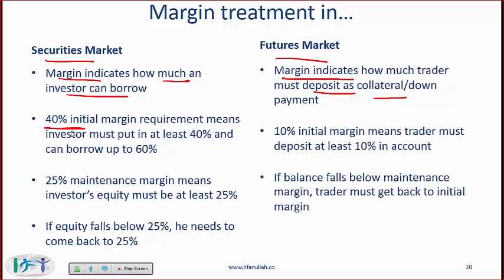In the securities market, a 40% initial margin requirement means that the investor must put in at least 40% and can borrow 60. In the futures market, when we say 10% initial margin, the trader must deposit at least 10% of the asset's value. A 25% maintenance margin in the security market means that the equity for the investor must be at least 25%. If equity falls below 25%, he only needs to add enough money to get back up to 25%. Whereas in the futures market, he needs to come back up to the initial margin. Now, this also is a very testable point.